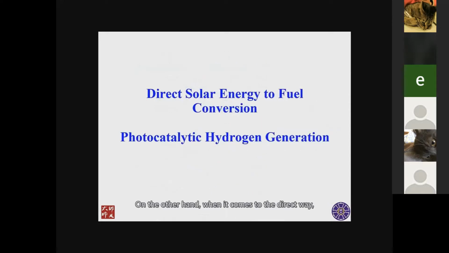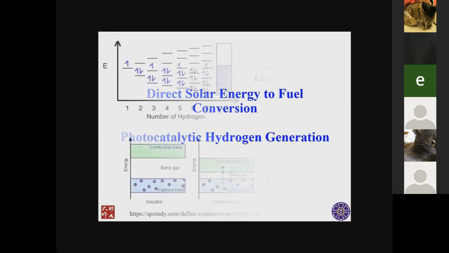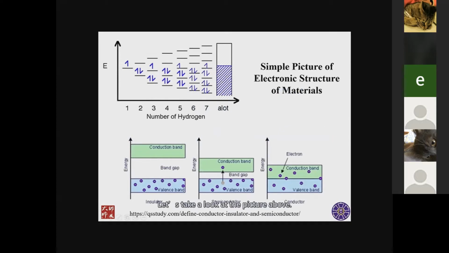On the other hand, when it comes to the direct way, the first thing we must know is the energy band gap. Let's take a look at the picture above. This is an energy diagram of materials. Each black line represents an orbital. The position of the line corresponds to the energy level of the orbital.